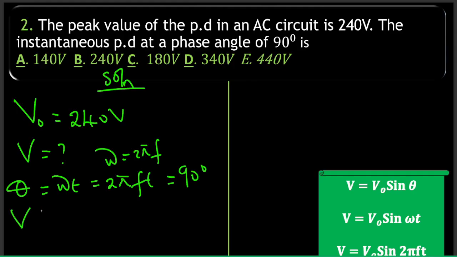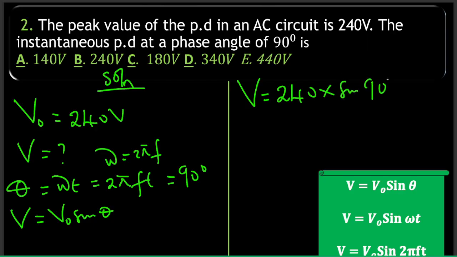So the equation that relates the instantaneous voltage to the peak voltage is this: V is equal to V naught sine theta. You remember? Okay, so if we plug in the values, we have that V is equal to 240 times sine 90 degrees. Sine 90 degrees is 1. So 1 times 240 should give us 240 volts. So option B is the correct option.